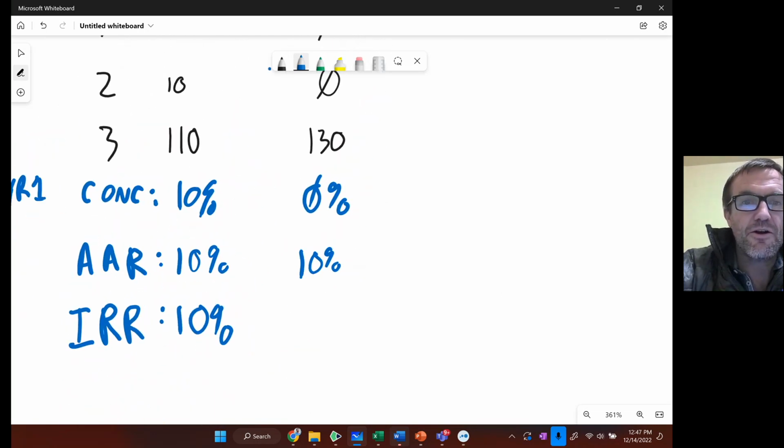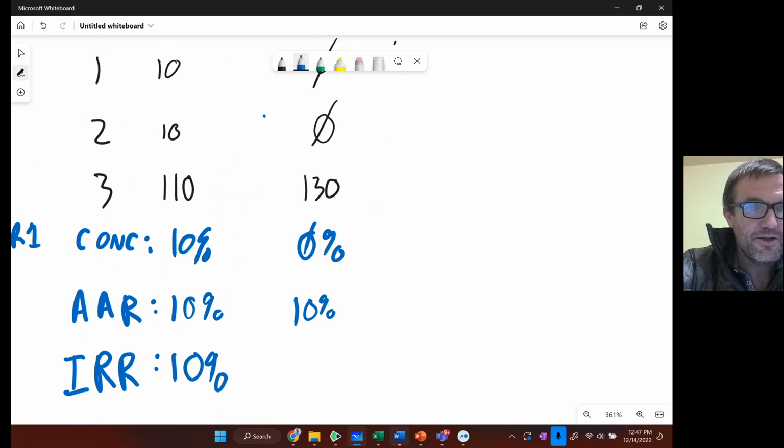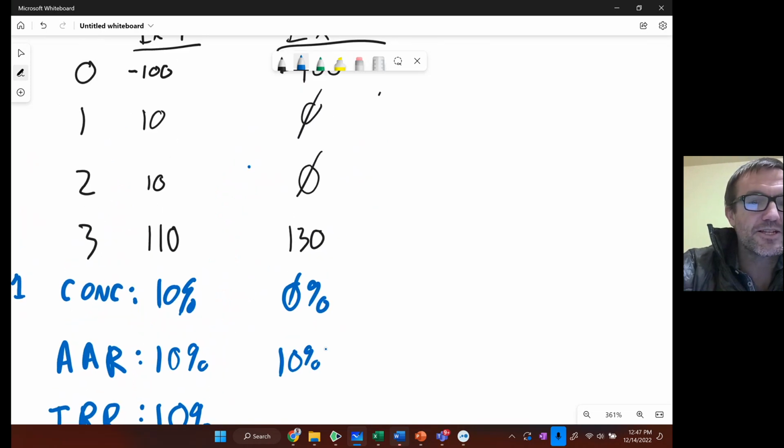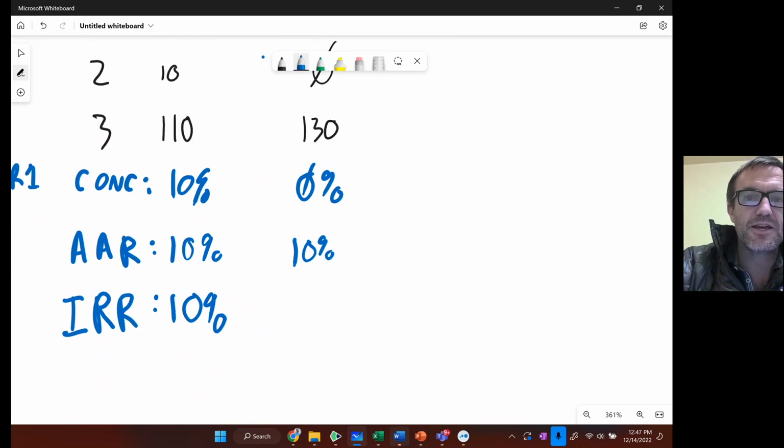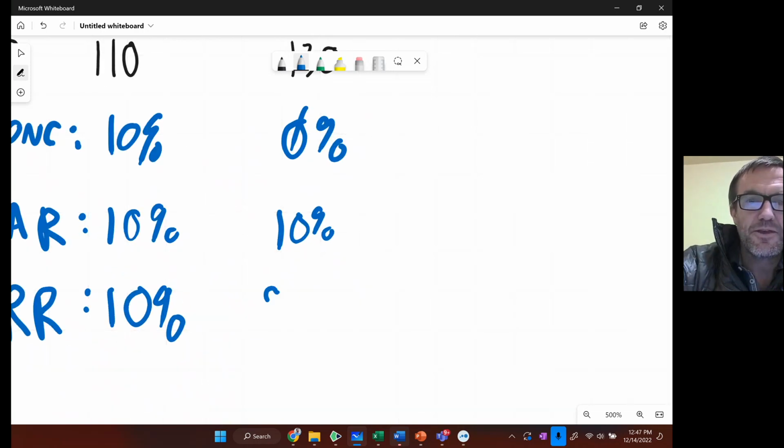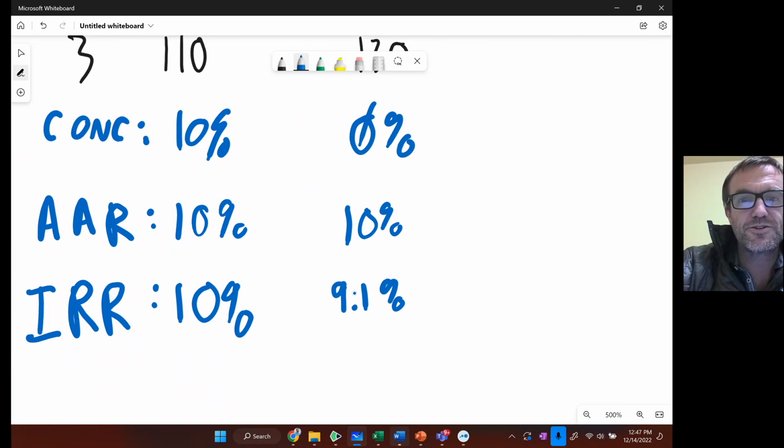Your IRR, like the AAR, takes into account all the different returns over the life of the investment, but it takes into account that time value of money. So if you were to punch this in there, you would not get 10%. You would actually get about 9.1% in this case. And don't worry about the specific number here. What you need to see is that the IRR is usually going to be less than the AAR.